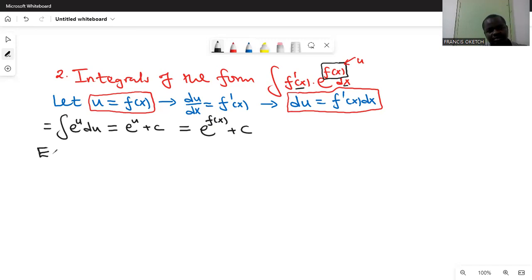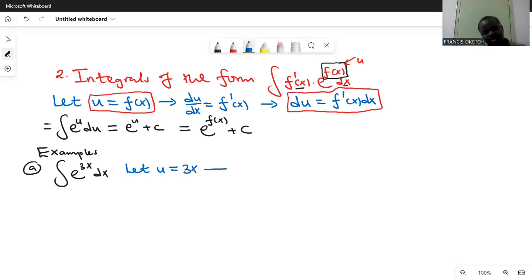Let me give you some examples. You can write examples. Part A, you're asked to evaluate these integrals. In part A, you have the integral of exponential 3x dx. So what will you do here? You start by saying let u be equal to 3x.